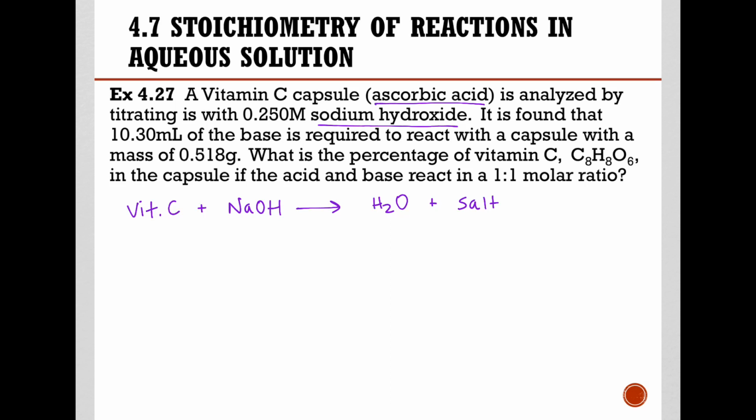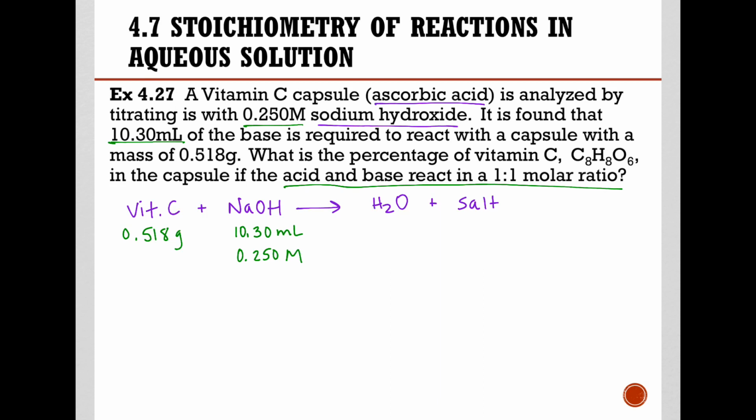So we know that we have 10.30 milliliters of our sodium hydroxide, and it says that the capsule of vitamin C has a mass of 0.518 grams. We also know the molarity of our base, and that was all the information from the problem numerically, but it also tells us that the acid and base react in a 1-to-1 ratio. So why that's helpful is even if we don't know what our products are, if we want to balance our reaction, we know that when we go to do our stoichiometry, we're going to end up with this 1-to-1 vitamin C to NaOH ratio. So that's the important piece.